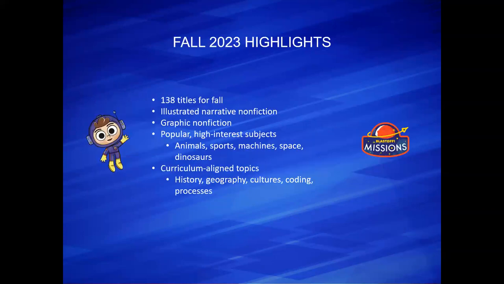Next slide. So just some highlights of our fall 2023 books. We have 138 new titles. 58 of those are going to be for early readers, so it's a good chunk of that. We have illustrated narrative nonfiction, graphic nonfiction, popular high interest subjects such as animals, sports, machines, space, dinosaurs, as well as curriculum aligned topics, history, geography, cultures, coding, and processes.